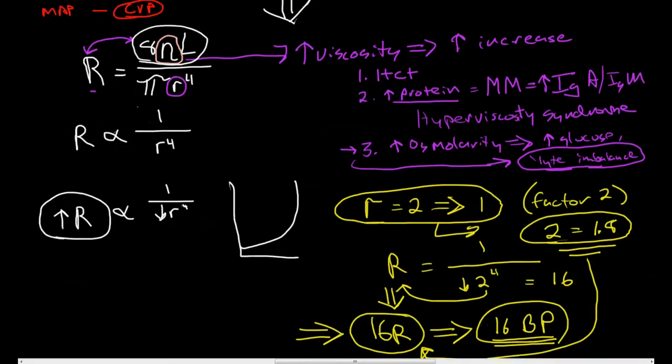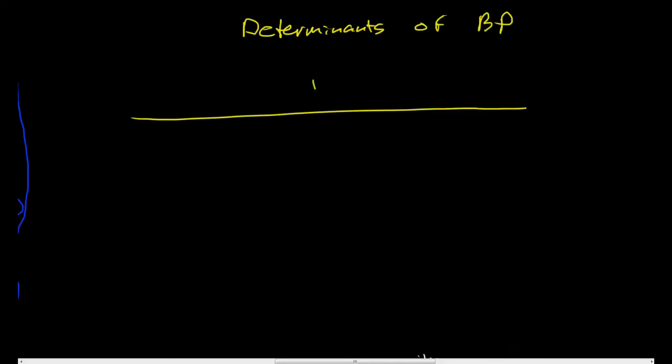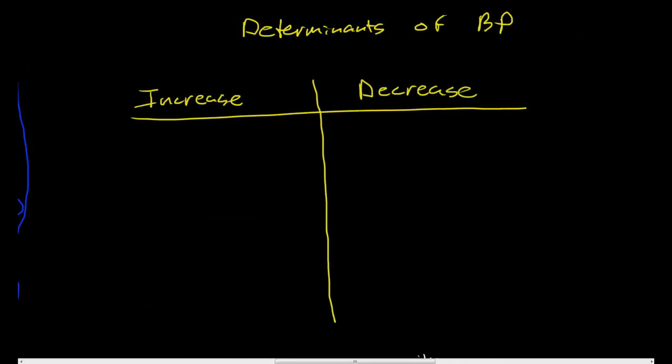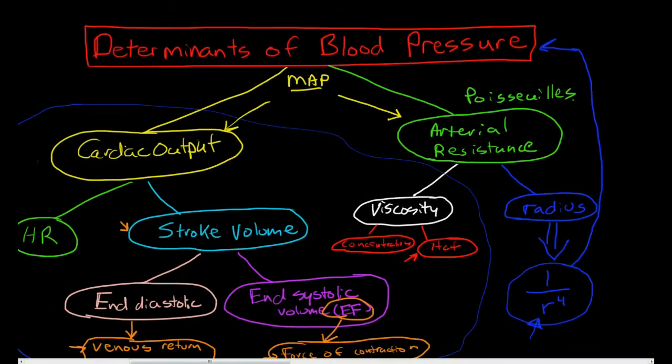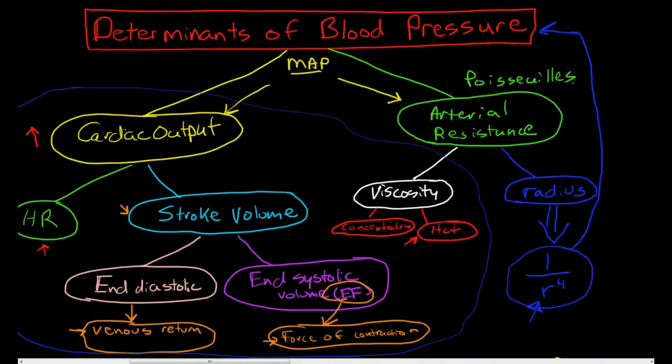Okay, so let me just review what we talked about. Determinants of blood pressure. Let's talk about what things can increase and what things can decrease blood pressure. To increase blood pressure, one of the things we can do is increase cardiac output, and we can do that by increasing heart rate, or increasing venous return, or decreasing end systolic volume by increasing the force of contraction.